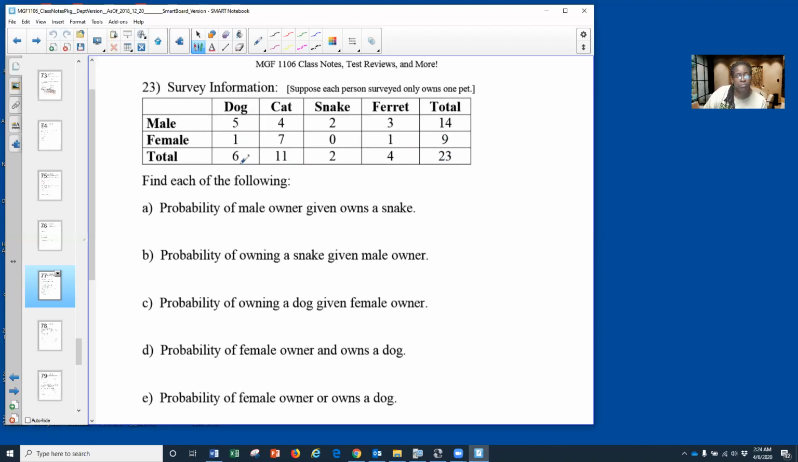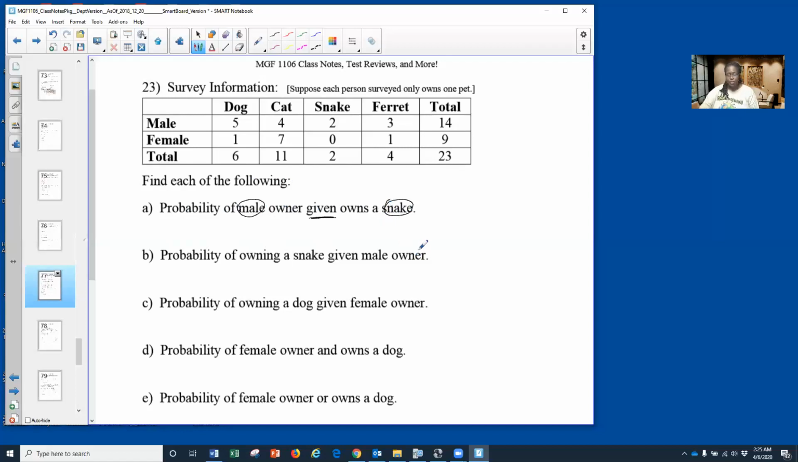We have a dog column, a cat, snake, ferrets, all right? And then totals up at the bottom. Here's your totals for your male and female, and everything should add up to 23, okay? Now, it says, find each of the following. A, the probability of male owner given owns a snake. Now, so here we're looking. Male given snake.